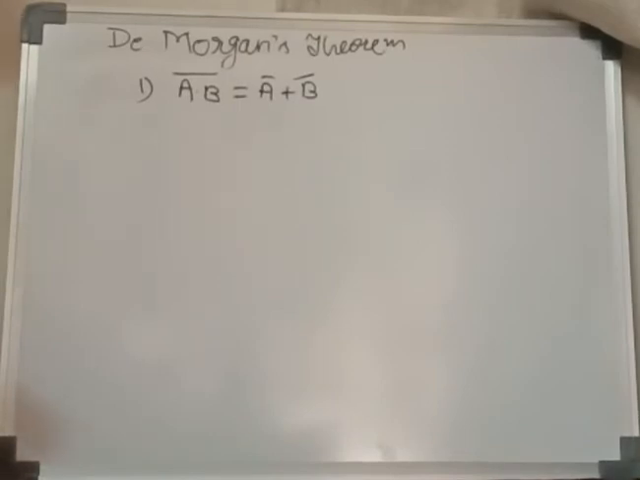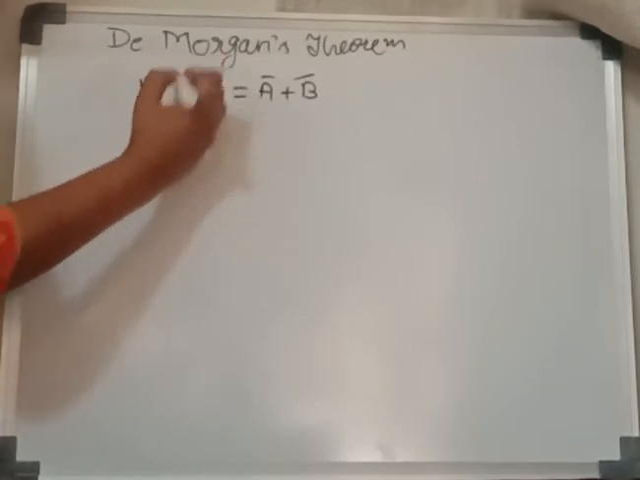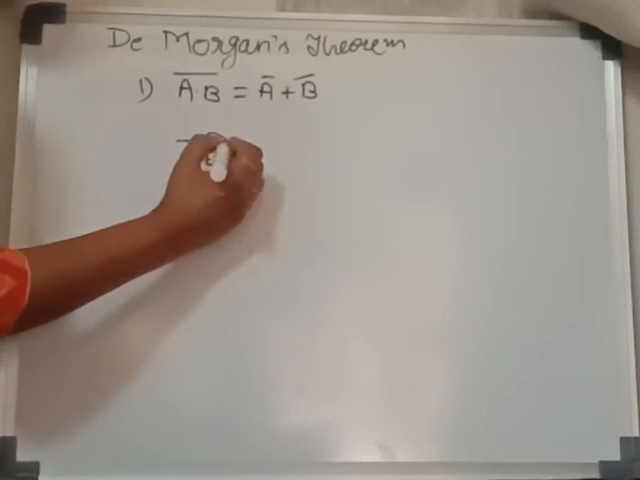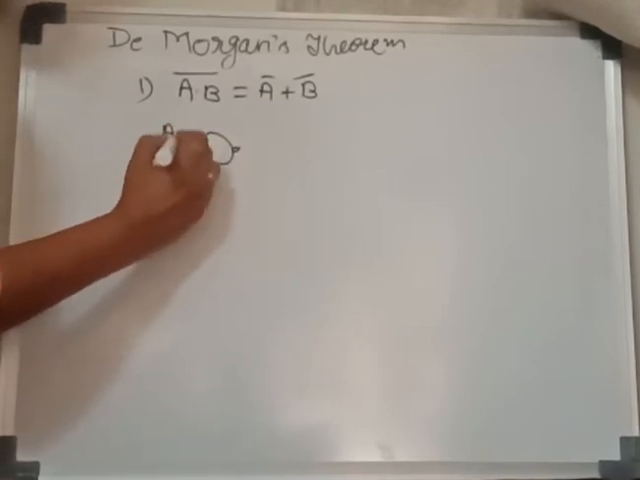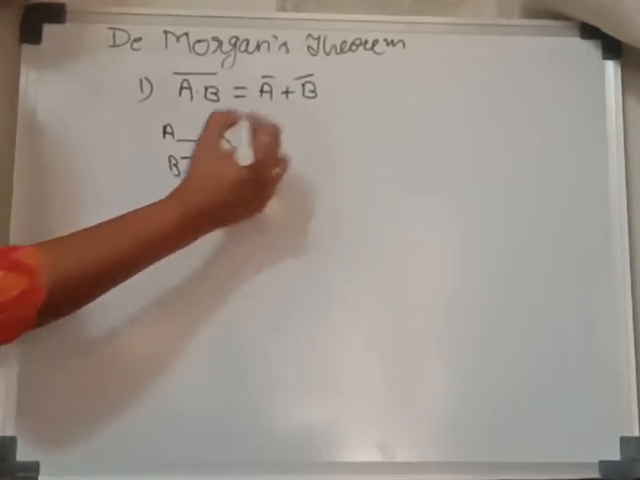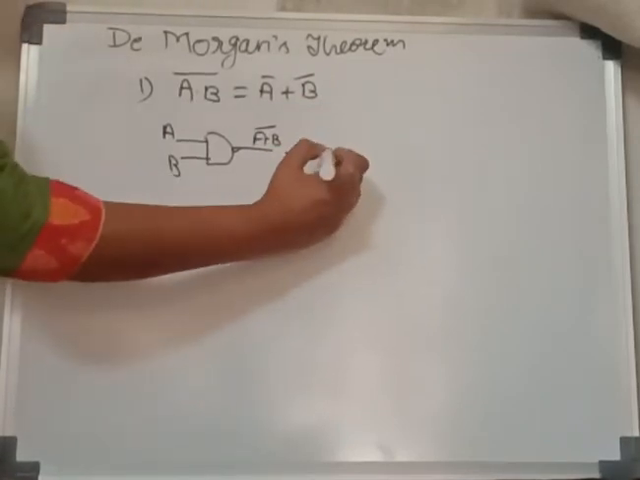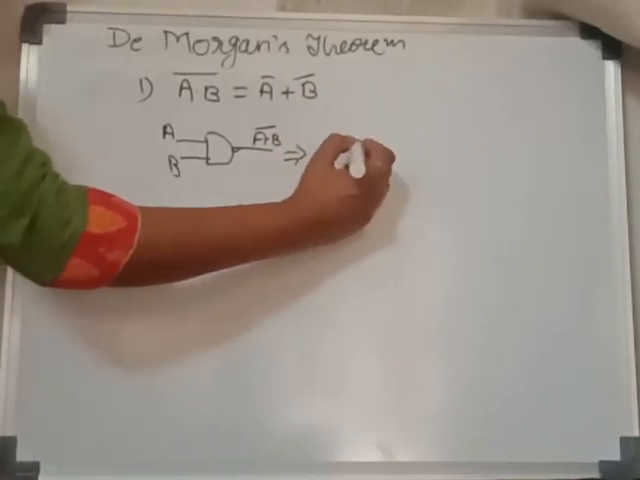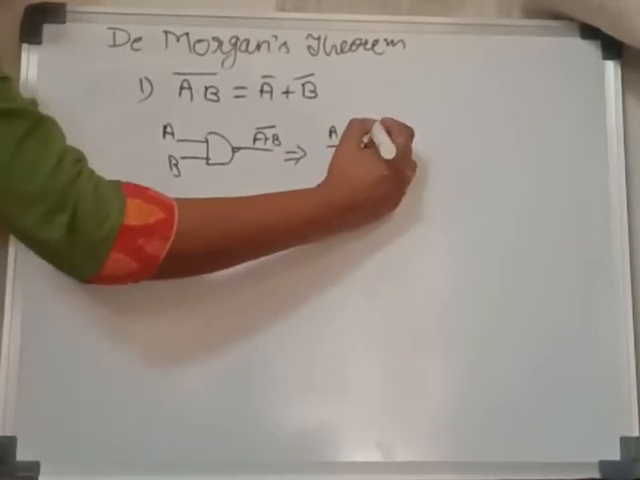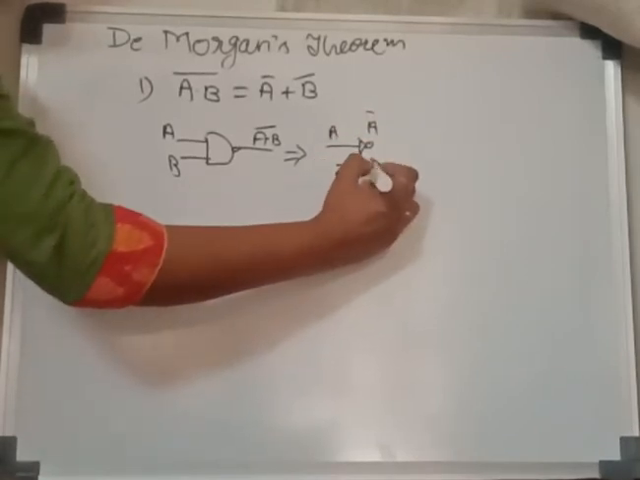Let us draw the logic diagram for this equation. So, A dot B complement is nothing but an AND gate. This is A, this is B, and this is A dot B negation. Similarly, this will be NOT. This is A, this is A negation. Similarly, this is B negation.